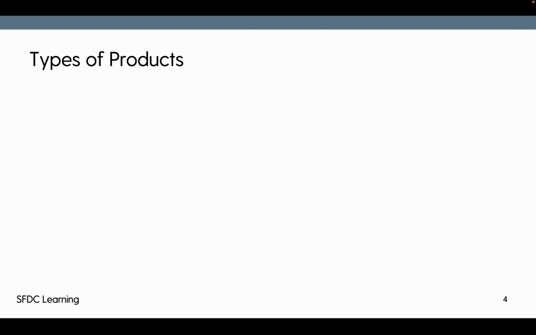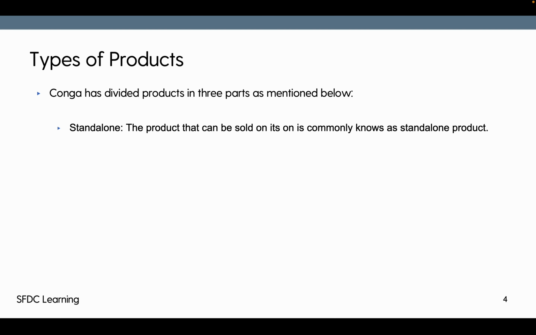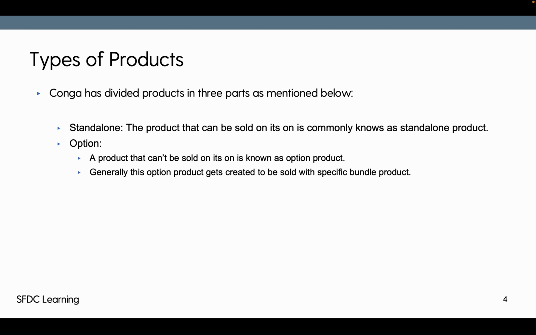Now types of product in Conga CPQ. Conga has divided products into three parts as mentioned below. The first part is standalone. What is standalone? The product that can be sold on its own is commonly known as a standalone product. Second part is option. A product that can't be sold on its own, but is available as an option to a bundle product, is known as an option. Generally, this option product gets created to be sold with the specific bundle product.